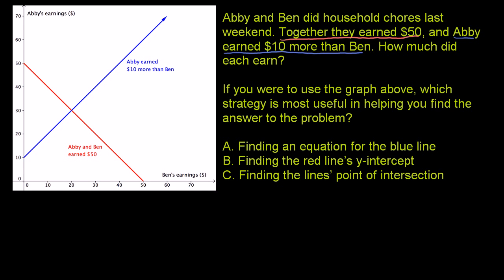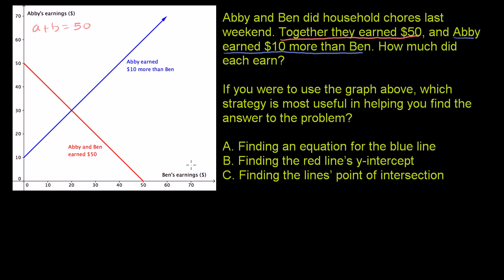So that first statement, together they earned $50. What does that tell us? Well, if we say that Abby's earnings are represented by A and Ben's earnings are represented by B, that tells us that A plus B must be $50. So A plus B have to be equal to $50. Abby's earnings plus Ben's earnings are 50. Together they earned $50. That's all that statement is telling us.